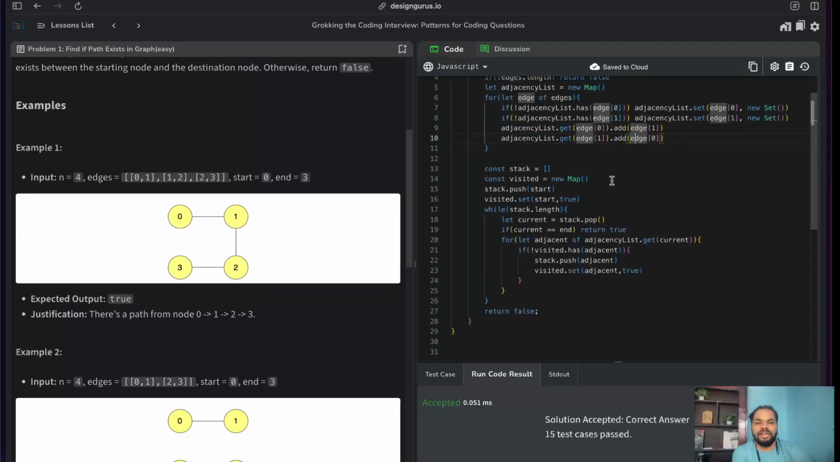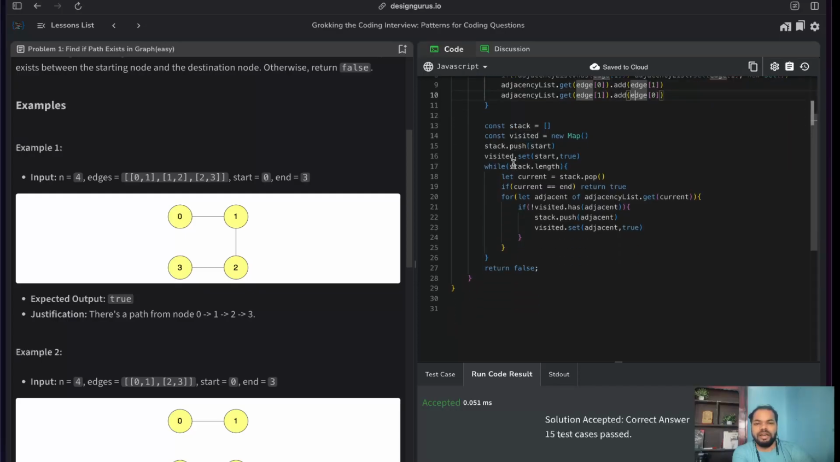Okay, and now we have created the adjacency list. Now we can traverse it by DFS. We have created a stack as we discussed earlier. We pushed start into the stack and set visited for start. Okay. Then while the stack length is non-zero, we pop the current. If we get the end, then true, otherwise continue. Okay, cool. So this way we found the solution.